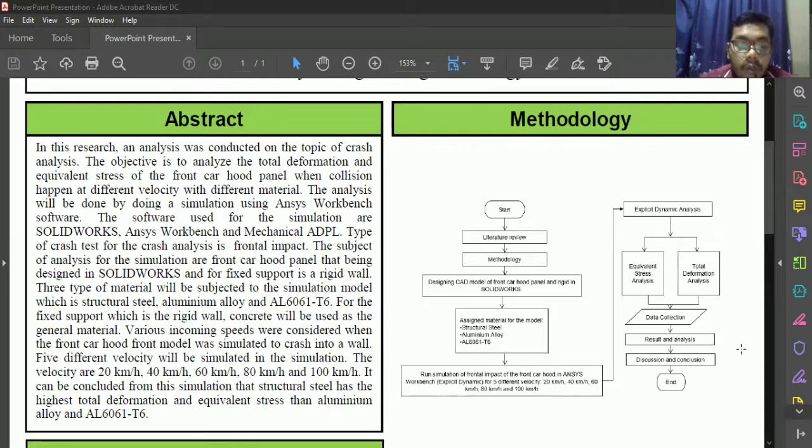Whereas incoming speed were considered when the front car hood panel was simulated to crash into a wall. 5 theoretical velocity will be simulated in the simulation. The velocity are 20 km per hour, 40 km per hour, 60 km per hour, 80 km per hour and 100 km per hour. It can be concluded from the simulation that structural steel has the highest total deformation and equivalent stress than aluminum alloy and AL6061T6.